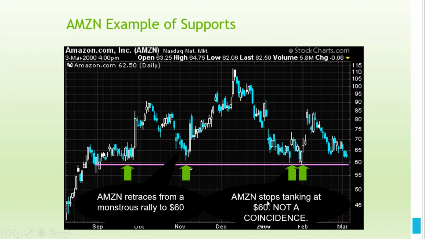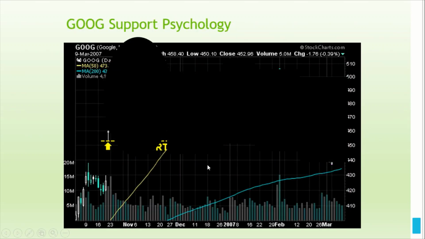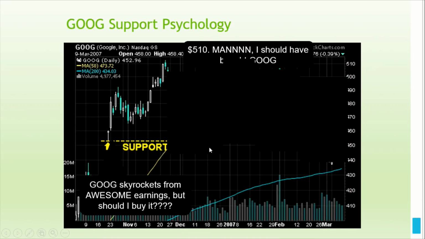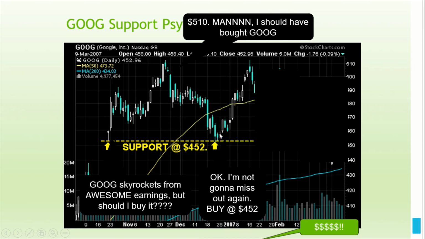So sabi niya, Amazon stops tanking at $60, not a coincidence. Okay? Kasi nga, ang sinasabi sa technical analysis is that history tends to repeat itself. So by this time, hindi coincidence na pumalo siya ng 60. Because based on the historical stock price, ito na yung point at which the stock can go lowest, 60. Okay. How about this one? Google naman to. Okay. Alright.